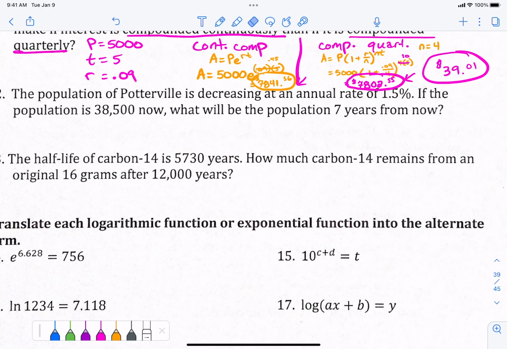Okay, happy with that? Questions about that? That wasn't too bad, right? You're not solving for anything. You're just solving for the after amount, whatever.